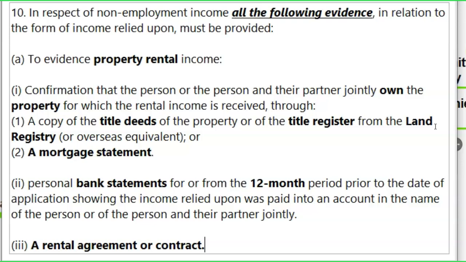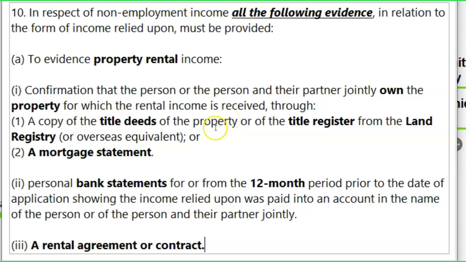However, if the amount which she puts in her bank account is there for 6 months, this can be counted as her cash savings. But once again, you need to make sure that if you would like to rely on cash savings, this can be combined with your other sources of income. So the first one is a confirmation that you own the property, and this can be title deeds or a title register from the land registry. And if the property is overseas, you need to provide the equivalent thereof.